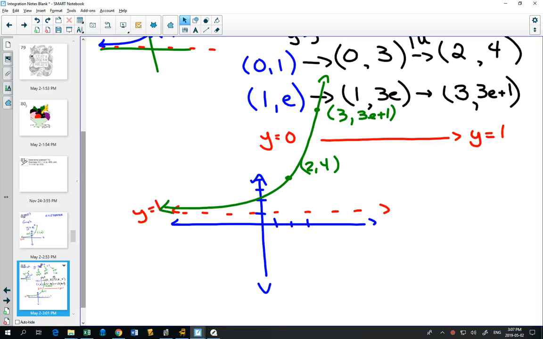Okay, so if you haven't finished graphing questions 10 and 13 from 5.2, we're going to graph those right now.